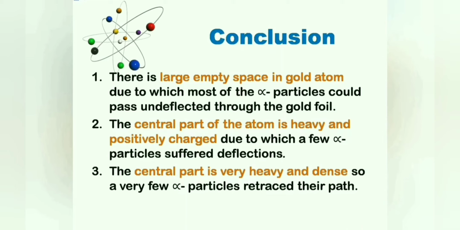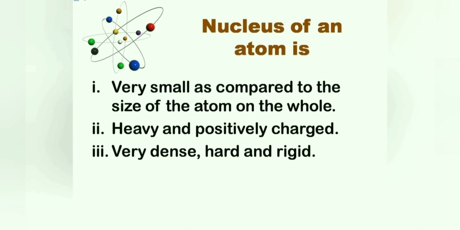So the third point: the central part is very heavy and dense, so a very few alpha particles retrace their path. So we have found that the nucleus of an atom is very small compared to the size of the atom as a whole, secondly heavy and positively charged, and the third is that it is very dense, hard and rigid.